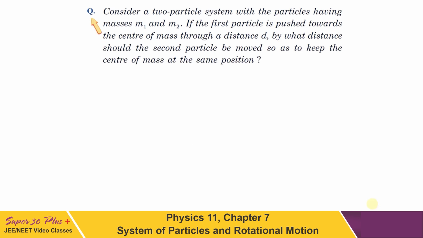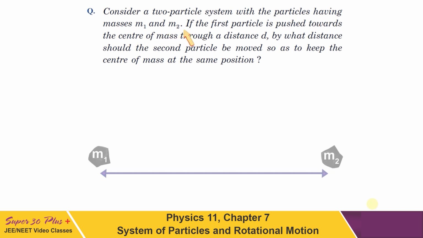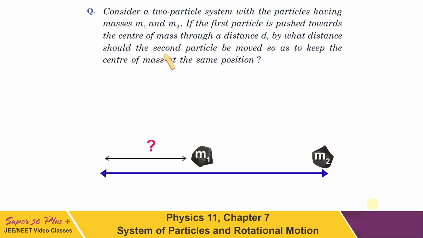when the ice has melted. In this question, consider a two-particle system with the particles having masses m1 and m2. If the first particle is pushed towards the center of mass through a distance d, by what distance should the second particle be moved so as to keep the center of mass at the same position?